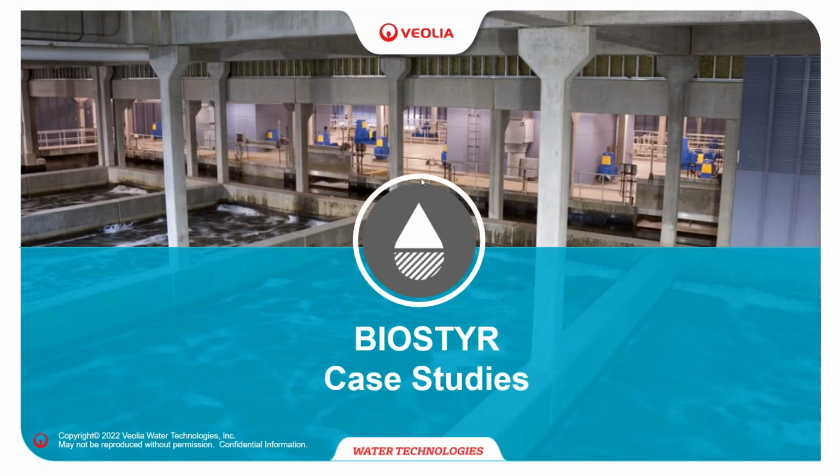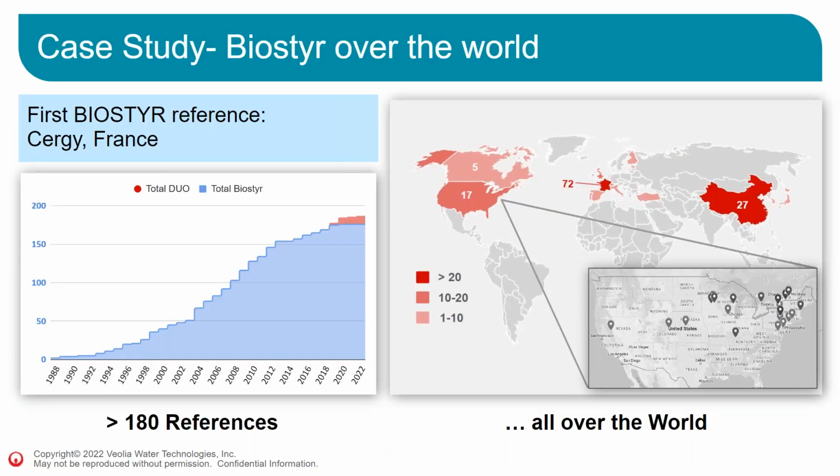So now let's go through some case studies. Now that you know what a Biostyr is, let's see how it performs in the real world. So Biostyr over the world, at the moment, there's over 180 references. As you can see, we are starting since 2018 to see the first DUO applications. This is a fairly new process, so this is why there's not so many references, but it's going to grow eventually. All over the world, we're talking over 20 references in North America, and there's a lot all over the world.